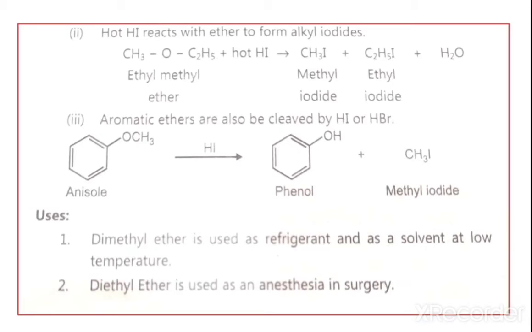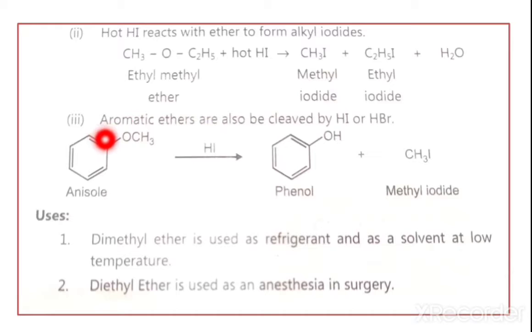Then next, hot HI, hydrogen iodide. Hot hydrogen iodide reacts with ether to form alkyl iodide. There is formation of alkyl iodide. That means this ethyl methyl ether plus hot HI will give methyl iodide. There is formation of methyl iodide. That means there is cleavage of this ether molecule and here we get the methyl iodide plus H2O.